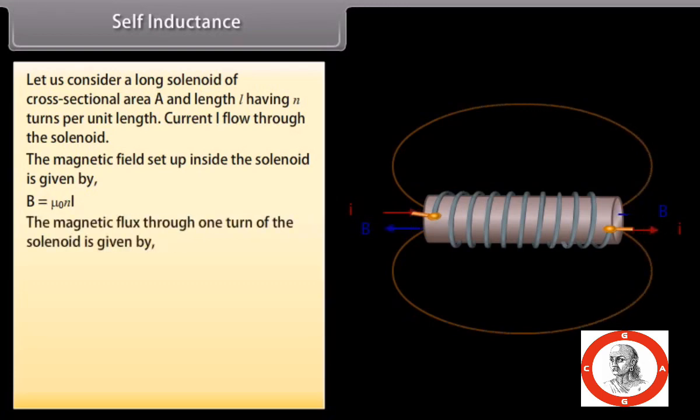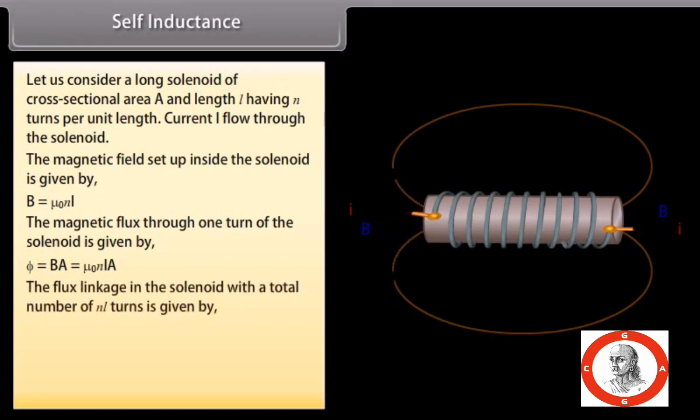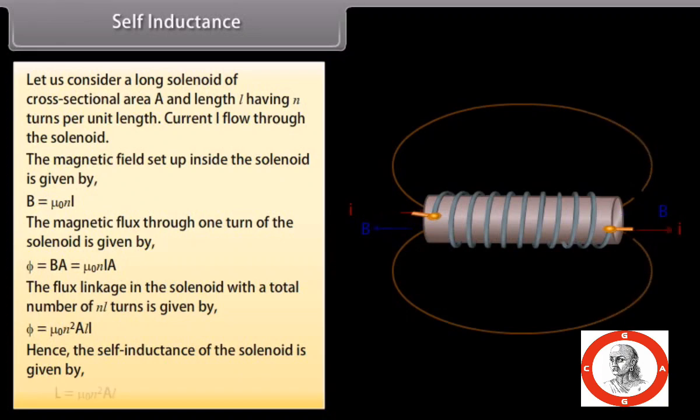The magnetic flux through one turn of the solenoid is given by the product of mu naught, n, I and A. The flux linkage in the solenoid with the total number of nL turns is given by mu naught n square A L I. Hence the self-inductance of the solenoid is given by mu naught n square A L.